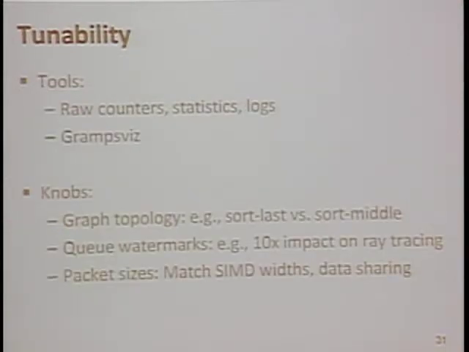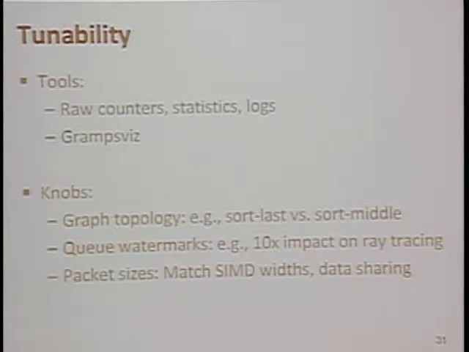Okay, the next thing I told you was important, and gave you a little bit of a feel-good speech about, was tunability. Tunability manifests in two ways for a system. One is to have the tools to figure out what is going on. The second one is to have some knobs so that when you know what's going on, you have reasonable leverage to apply to change it.